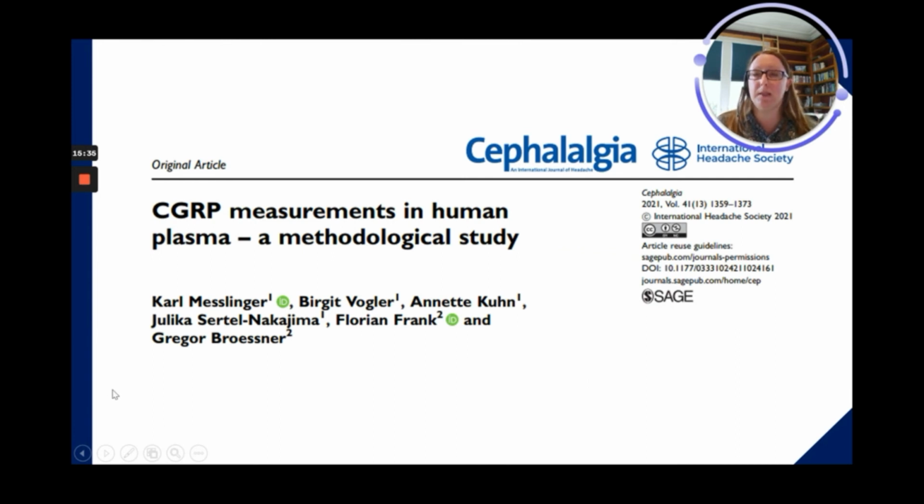And this particular study from the Messlinger group has done a number of these things recently, and this study is certainly worth looking at for some of their recommendations with regard to the particular assay that they were using. And that's an important point. Each assay will have specific different requirements because they are all different.